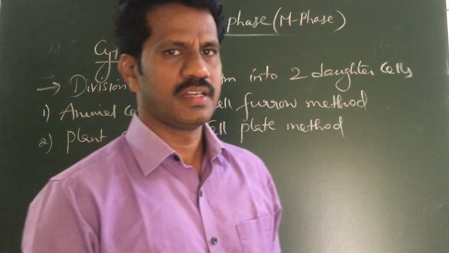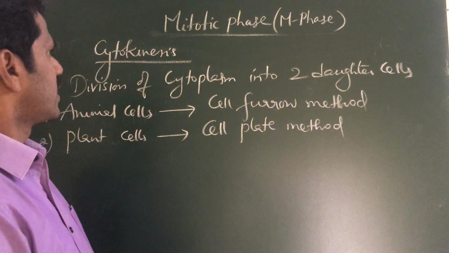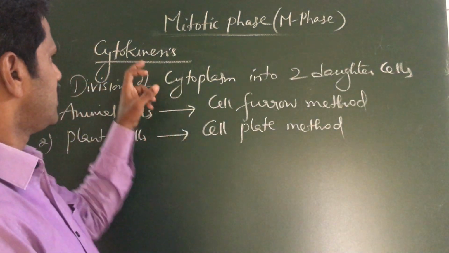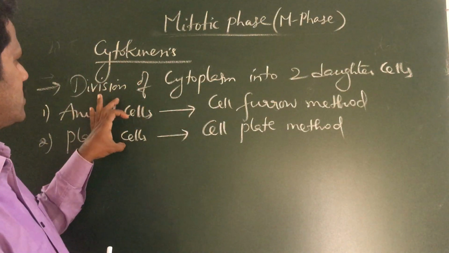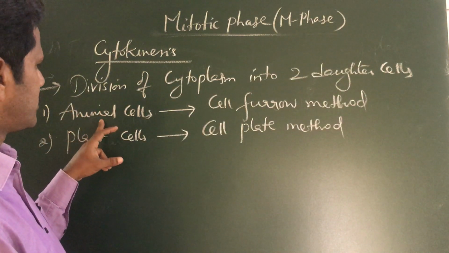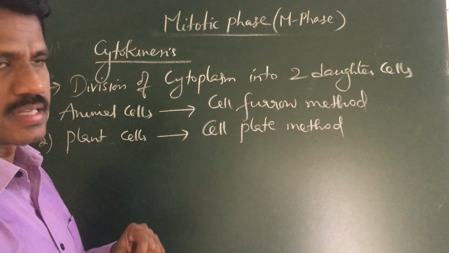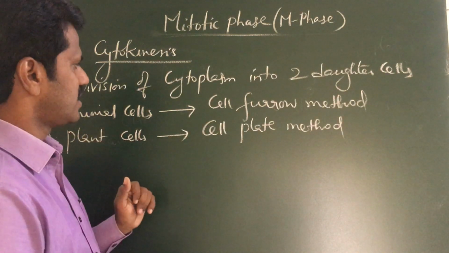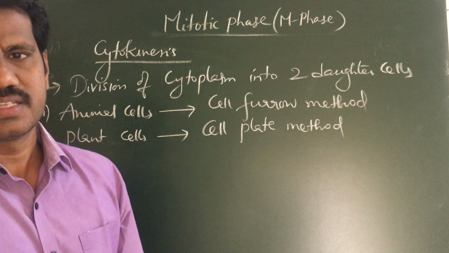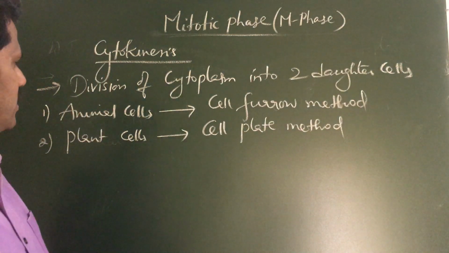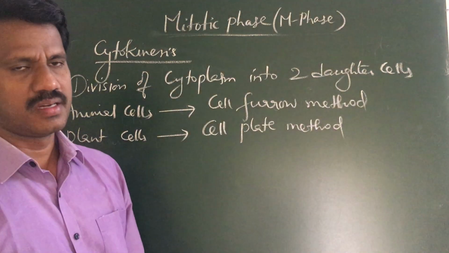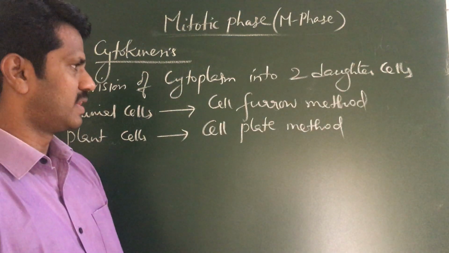So we are discussing cytokinesis. Karyokinesis we completed, and cytokinesis, as I discussed in the last class, is the division of cytoplasm. In animal cells, the division is called the cell-furrow method, whereas in plant cells, it is called the cell plate method.